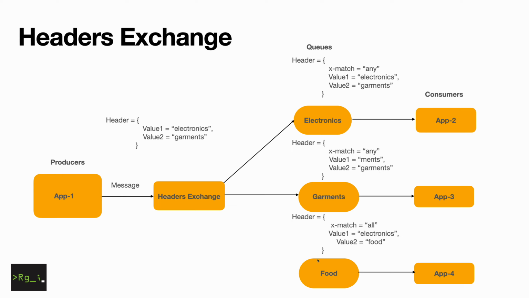Now in this case, value 1 is electronics, which is matching, but value 2, food, is just not matching with this value, so the message will not be routed to this particular queue. So this is all for the header exchange.